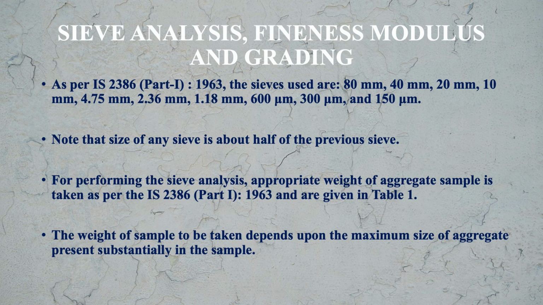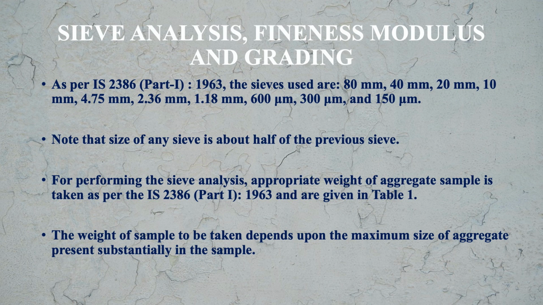As per IS 2386 part 1 1963, the sieves used are 80 mm, 40 mm, 20 mm, 10 mm, 4.75 mm, 2.36 mm, 1.18 mm, 600 micron, 300 micron, and 150 micron. If you see these different sizes, you will note that the size of any sieve is about half of the previous sieve. As you see, after 80 mm, next is 40 mm. After 40, next is 20 mm. So the next sieve is half of the previous one.